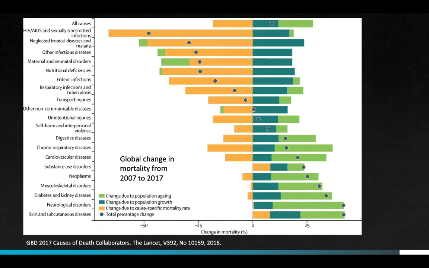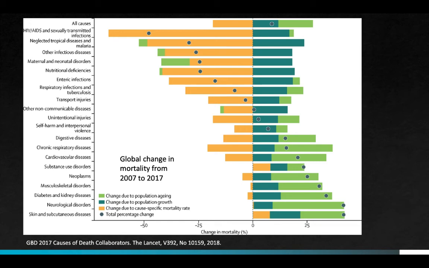The orange colors show how much of the decline or increase is due to an actual change in the mortality of a particular cause of death. The dark green shows changes due to population growth in different parts of the world, and the light green shows changes that are a result of a population that is getting increasingly older on average. You have to correct for that if you want to estimate actual changes in disease burden.